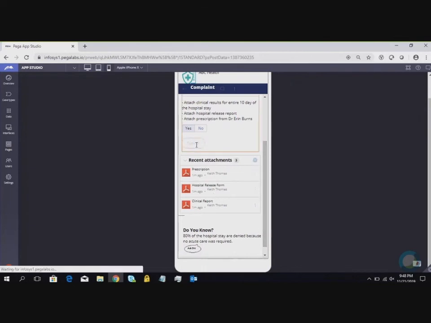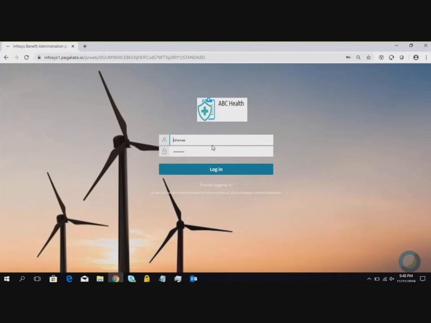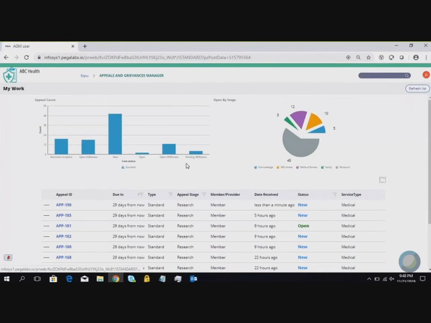So here again, he submits the appeal. And the next view that you will see is John Smith. He's the A&G coordinator on the ABC Health side. When he logs in, his landing page would be a dashboard of this nature, wherein he can get views in terms of appeals in his work list, his groups, work queues, which are in different stages, and then also highlighting the part where the list you see down below is based on SLAs.